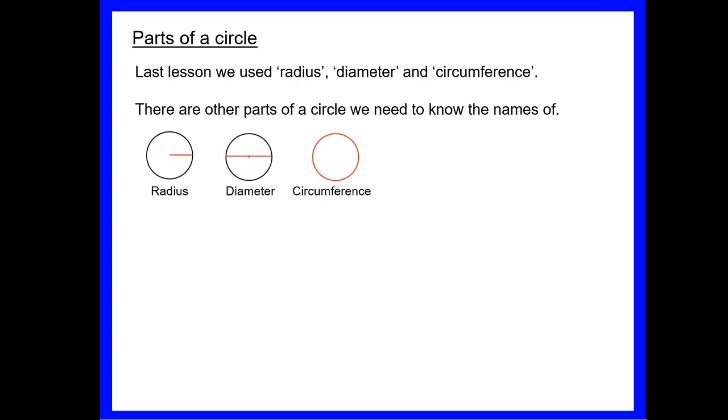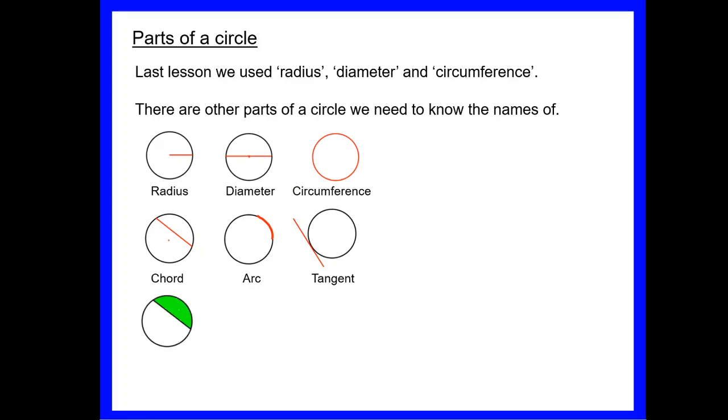Now, we did briefly look at these last time. So we have a chord, which is any line across from one side to the other, but not the diameter, because it has its own special name, so not going through the center. We have an arc, which is part of the circle, and it could be any part, nearly all the way around as long as it doesn't meet. We have a tangent, which is a line outside the circle just touching at one point.